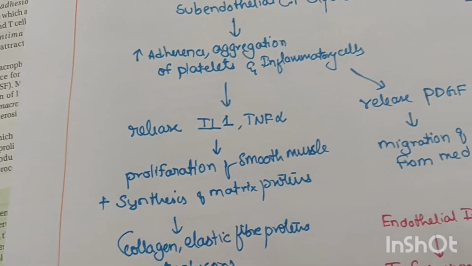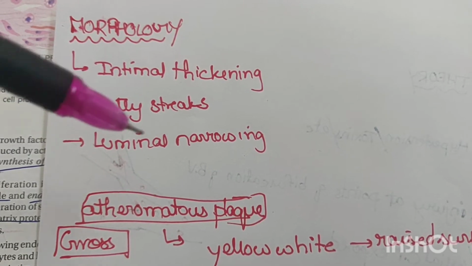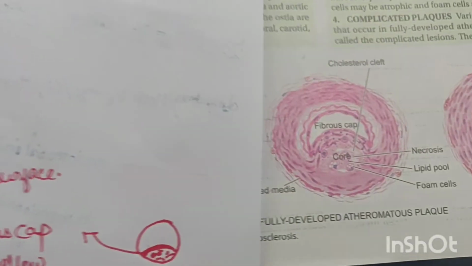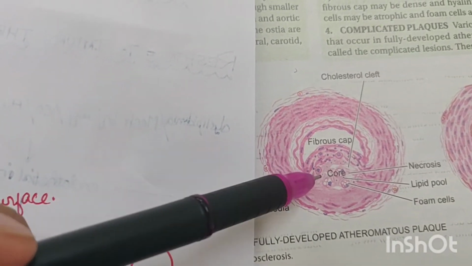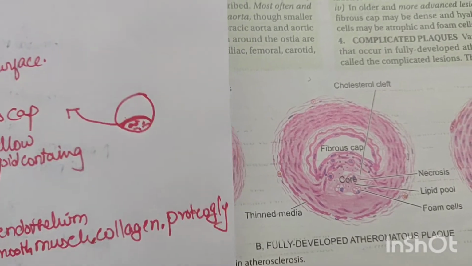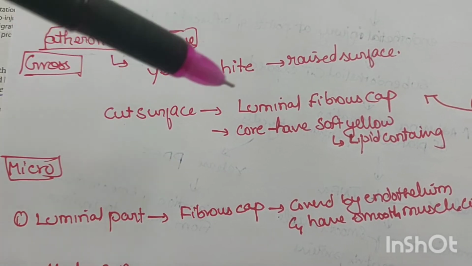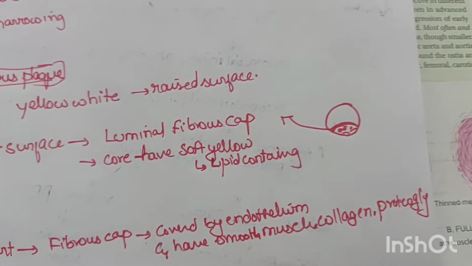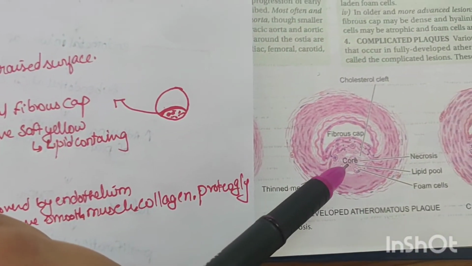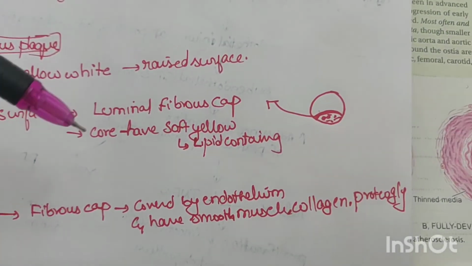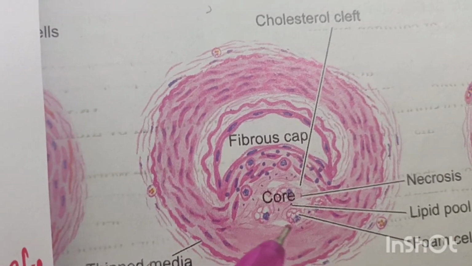Next we will see about the morphology. In morphology we can see intimal thickening, fatty streaks, and luminal narrowing. You can see here there is luminal narrowing and intimal thickening, and also fatty streaks in the central area. The atheromatous plaque grossly shows a yellow-white raised surface. On the cut surface there is a luminal fibrous cap formation. This is the fibrous cap, and the core has soft yellow lipid-containing material. So this is the core which has fat.